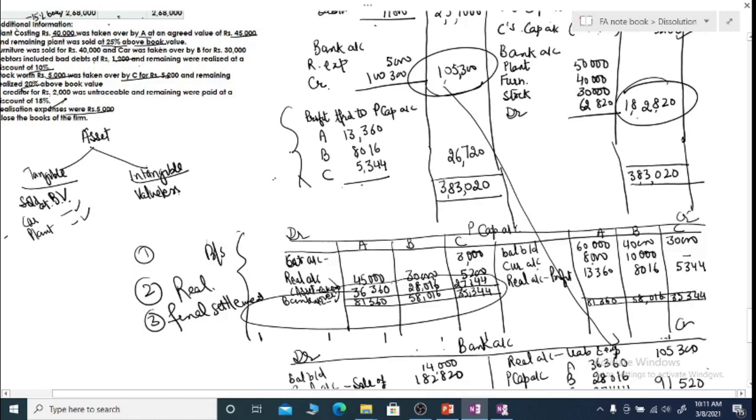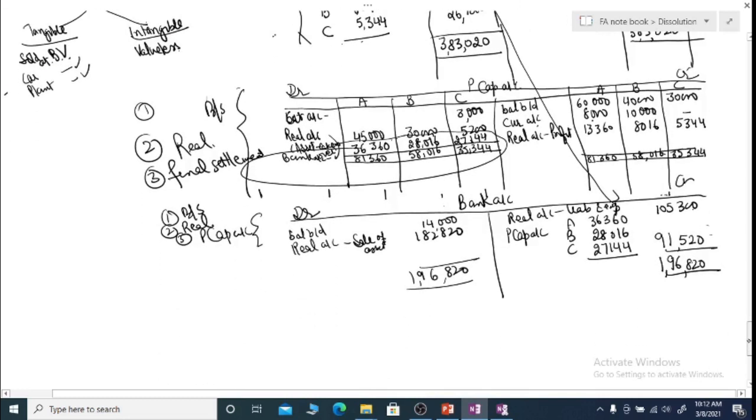Then we have the bank account. For bank account, we are to pick up information from balance sheet, then we'll take up information from realization, and then we'll take up information from partners' capital account, and finally it will be closed. Okay, so this is how we close the books of the firm, and finally there is no balance left, implying our question is done correctly.